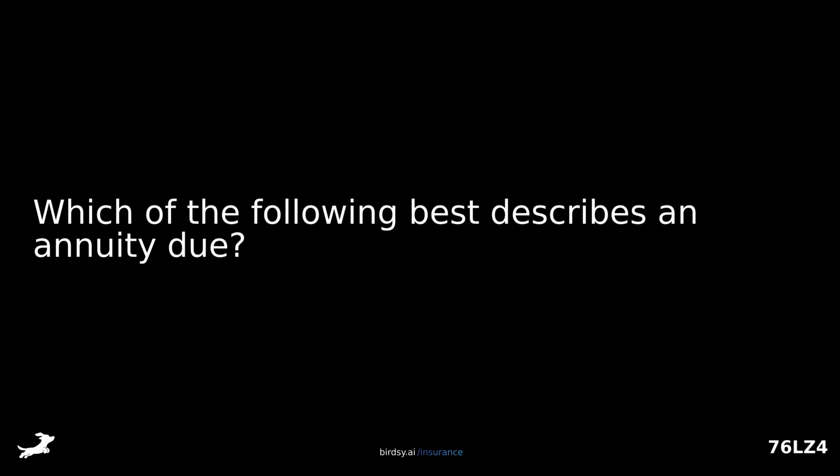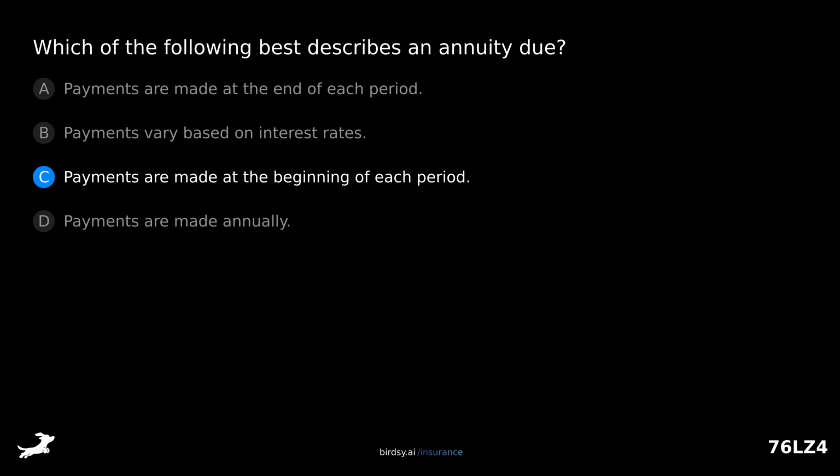Which of the following best describes an annuity due? Is it A. Payments are made at the end of each period? B. Payments vary based on interest rates? C. Payments are made at the beginning of each period? Or D. Payments are made annually? The answer is C. Payments are made at the beginning of each period.